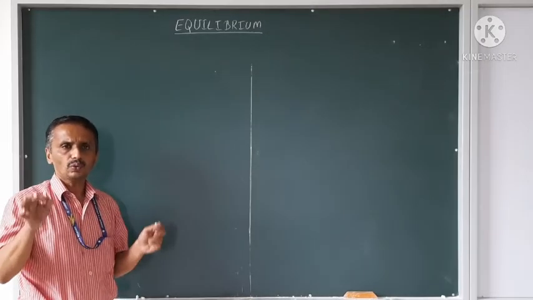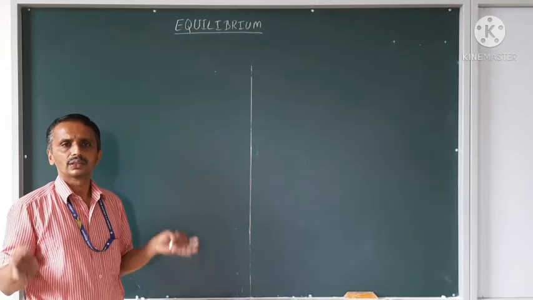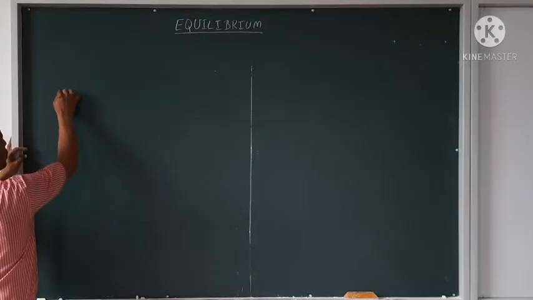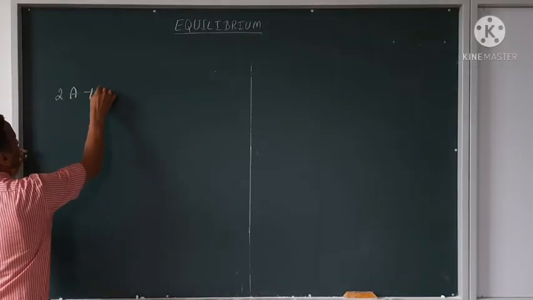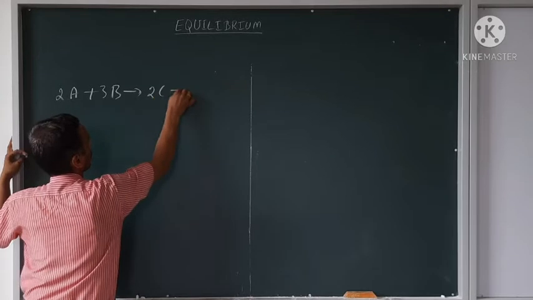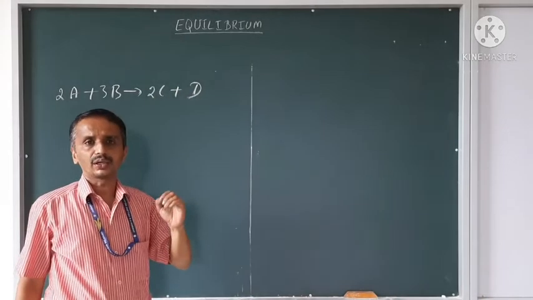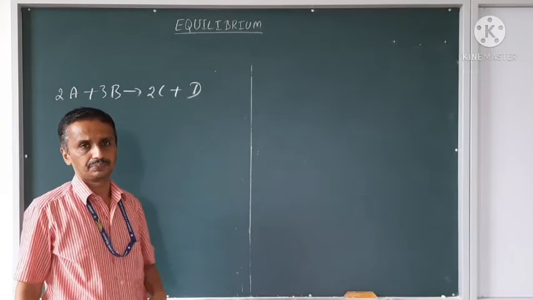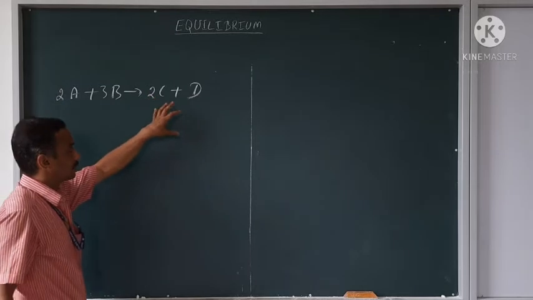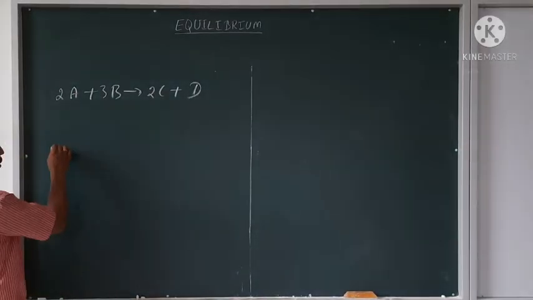So here you will be given one reaction and they may ask to write the rate with respect to that. Say here, 2A plus 3B giving 2C plus D. You may have to write rate with respect to each, means rate with respect to A, rate with respect to B, rate with respect to C, rate with respect to D also. So what happens here?